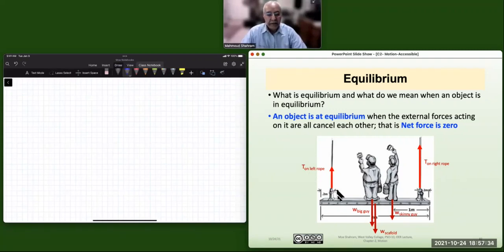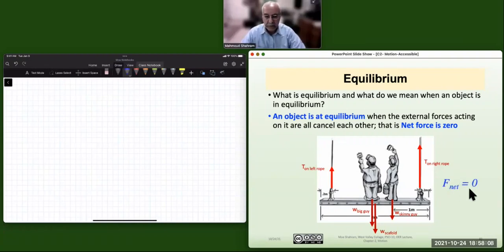But the scaffold is not moving, and so all of these force components are balancing each other, so there is no net force. So net force is zero in this case. And we can say that this system is under equilibrium. And it's under static equilibrium. In other words, it's not moving.